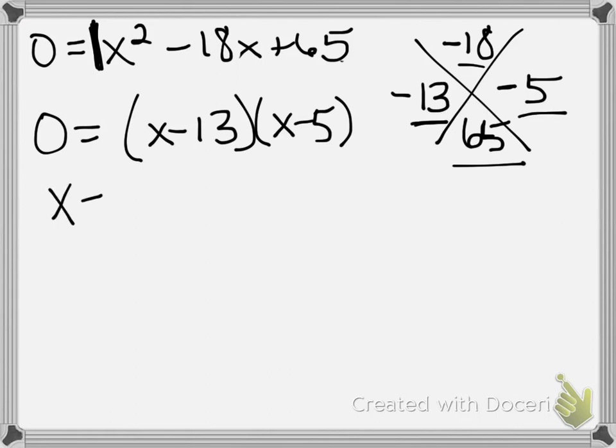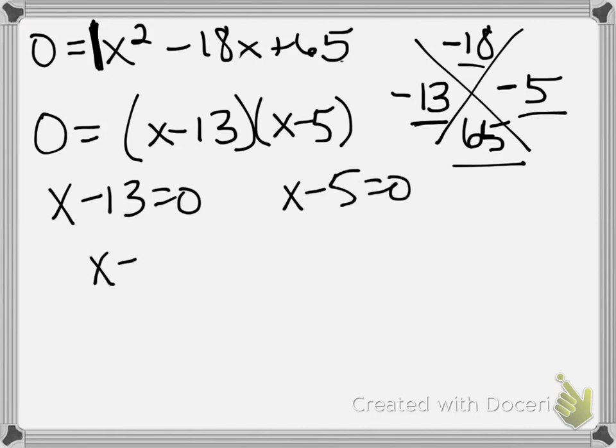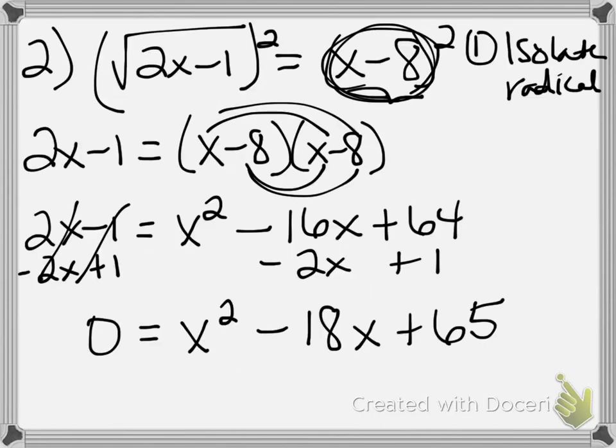And so now I'm going to set both of these equal to 0 to solve. So I get x equals 13 and x equals 5. Now, I need to see if they work, okay? So I'm going to have to check it. And the very important thing is you have to check it with the original, okay? So I have to go back. Oops, wrong. I have to go back. This was my original here. That's what I have to use to check.